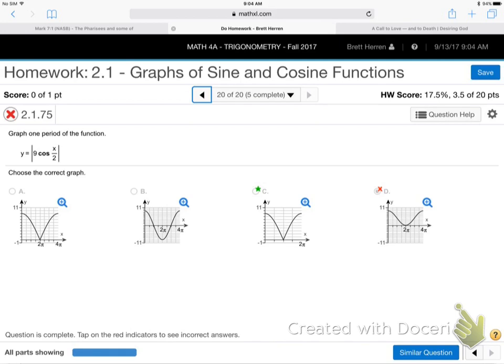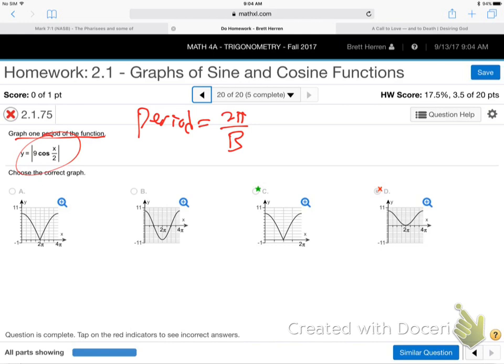Notice it says graph 1 period of the function. Okay. Now for cosine or for sine, what is 1 period? What's the formula? Period equals 2 pi over b, right? There's other versions of the formula, but we say 2 pi over b, don't we? Y'all with me? Right, that's the formula.